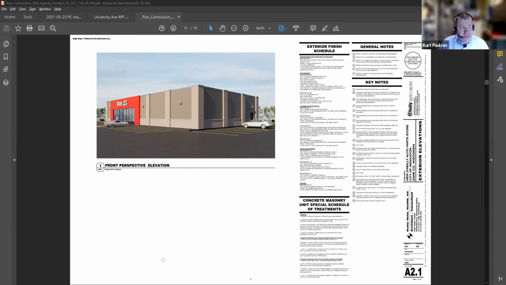Just a question for Daphne. The use is permitted, right? So this is just design review? Yes. Okay. Any other questions or comments for Daphne or me or for the applicant? Yeah, I've got one quick for Daphne. When it comes to the design review, are there standards for us to use to evaluate this, and particularly its relationship to the residential use adjacent?